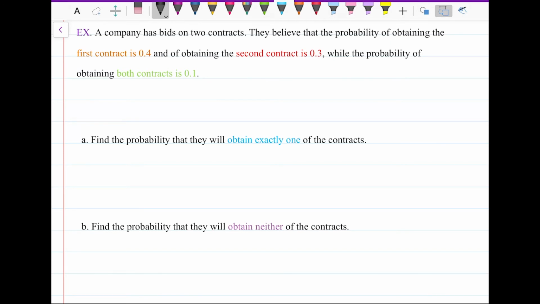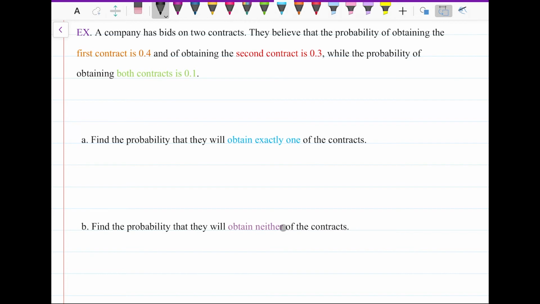In this example, we're going to see how to use probability laws to solve a question. A company has bids on 2 contracts. They believe that the probability of obtaining the first contract is 0.4 and of obtaining the second contract is 0.3, while the probability of obtaining both contracts is 0.1. Find the probability that they will obtain exactly one of the contracts. Find the probability that they will obtain neither of the contracts.